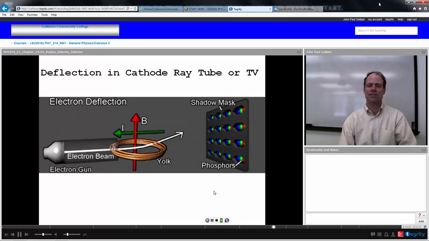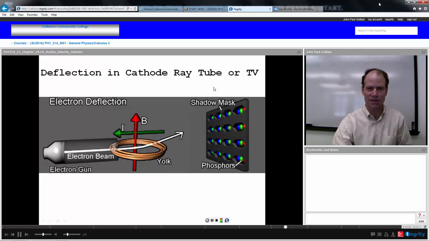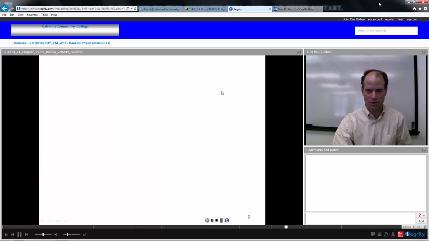Here's a deflection in a cathode ray tube, an old style TV set. You can use a magnetic field to deflect charged particles, an electron beam in this case, through a vacuum. As they encounter phosphor on the screen, either red, green, or blue, depending on how many particles hit, the intensity would vary, and you can recreate a color picture on that screen. That's basically the way the old style color TV sets worked.